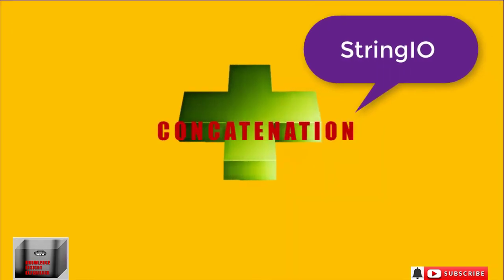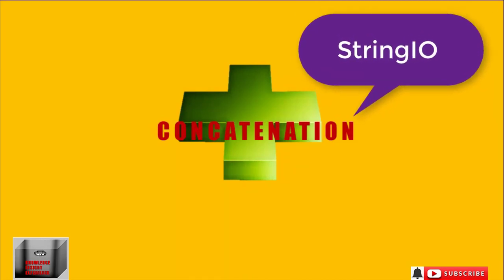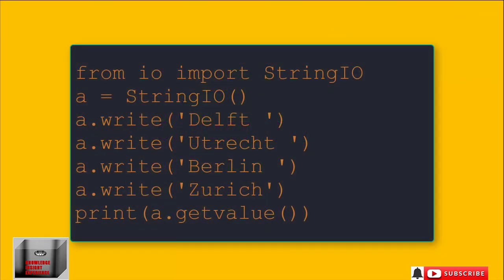The other recommended way to efficiently concatenate string objects is using StringIO from the io module. It is like join, it is suitable if you have many strings to concatenate. You will learn more about StringIO in the future.